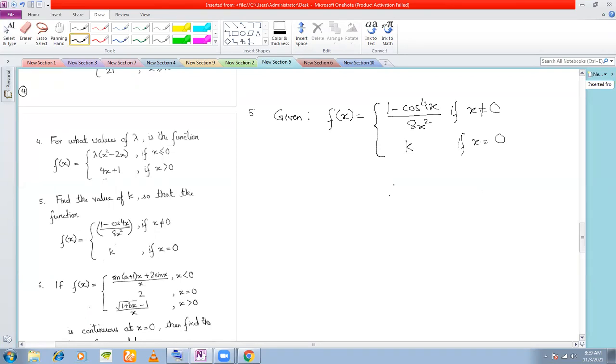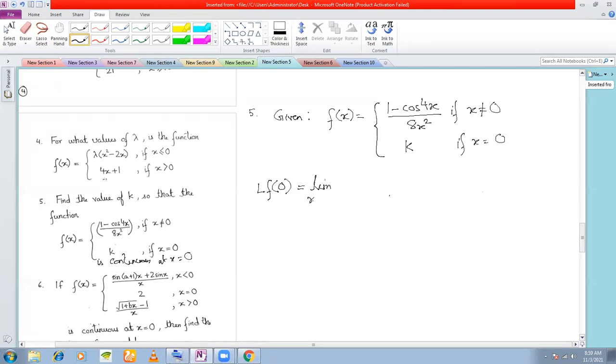Okay, find the value of k so that the function is continuous at x is equal to 0. What is missing here is that you just need to write "is continuous at x is equal to 0." So it is given that this function is continuous at x is equal to 0. We proceed exactly similarly. Find out the left hand limit, because we need to check at x is equal to 0.